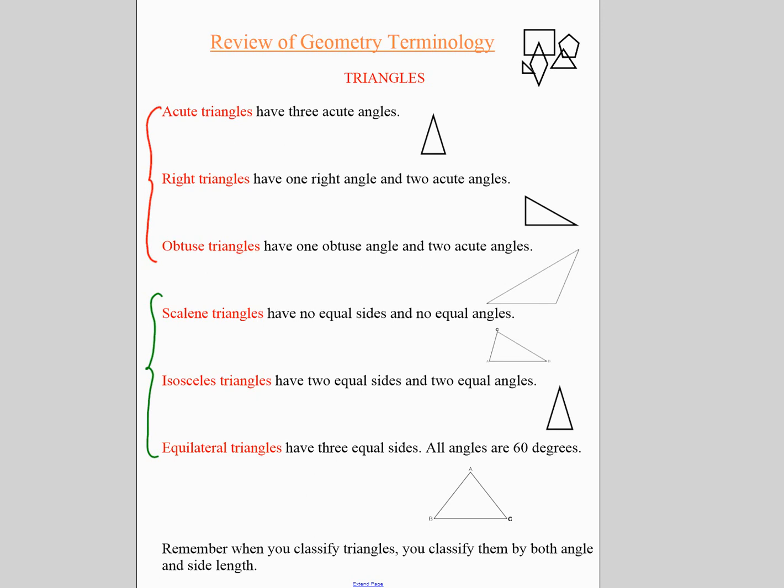And then by side length, scalene triangles have no equal sides, and then by definition, because they have no equal sides, they also have no equal angles. Isosceles triangles have two equal sides and two equal angles. So for example, in this isosceles triangle, the equal sides would be here and here. They're often noted with a little dash. And if those are the equal sides, then the neat thing is that means this angle here and this angle here are equal. And then equilateral triangles have three equal sides, so they're usually like that.